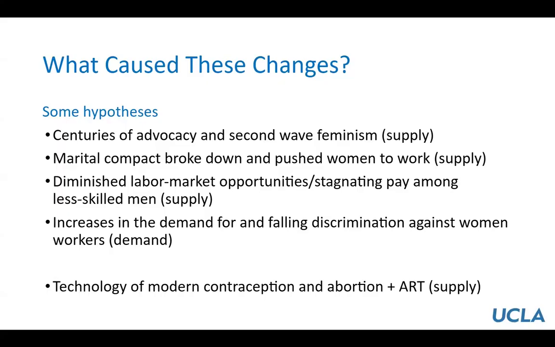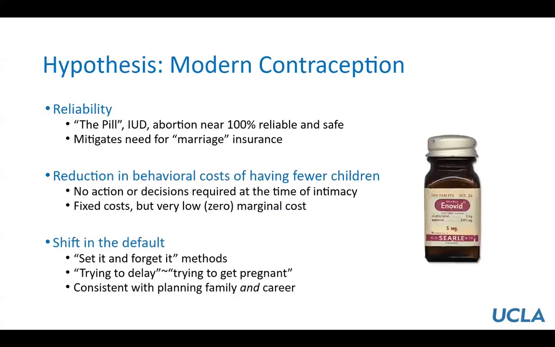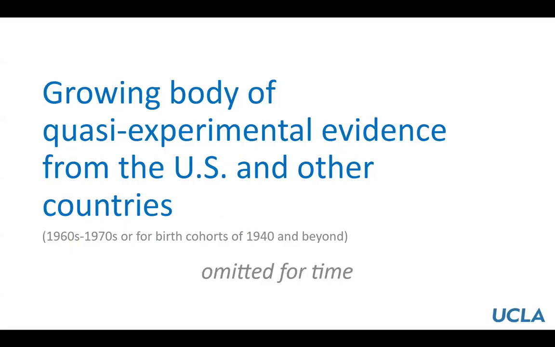And then another one that I have spent a lot of time looking at is the technology of modern contraception and abortion, and more recently, the introduction of ART, which is going to change some of those fertility outcomes for some of the most educated women. Now, in the interest of time, there's a lot of quasi-experimental evidence, both for the US and other countries, that I will omit. I'm not going to have time to talk about that.